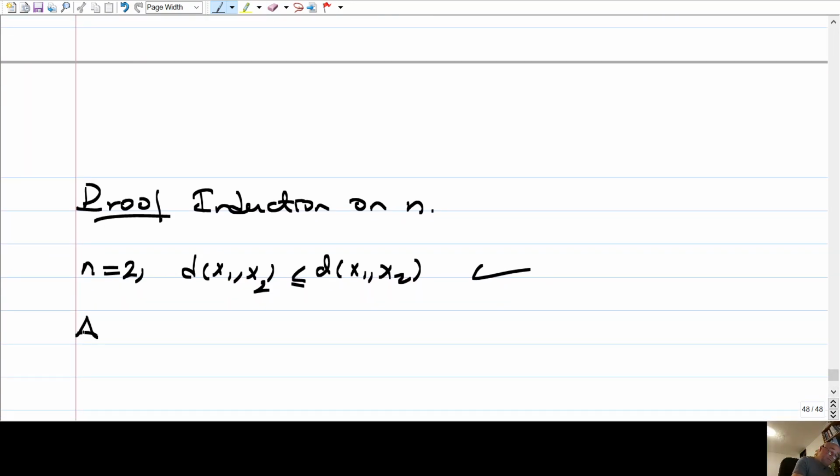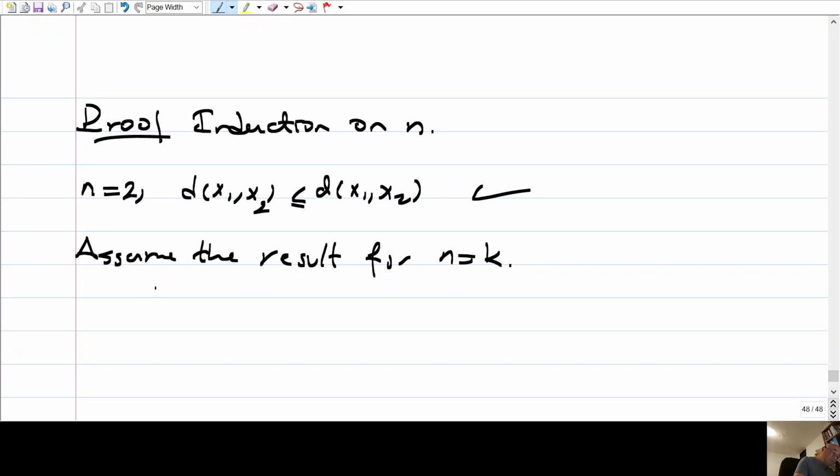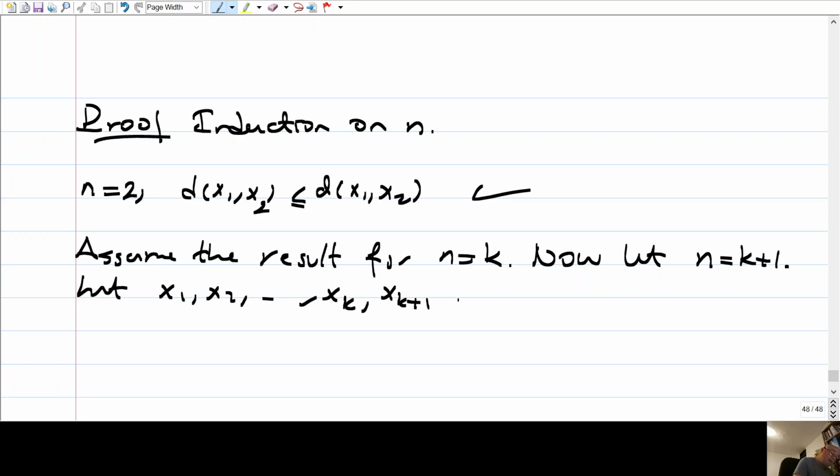Now assume the result for, let's say, n equals k. This means what? Okay, we assume the result for n equals k. Now let n equals k plus 1. So let x1, x2, up to xk plus 1 be some points.